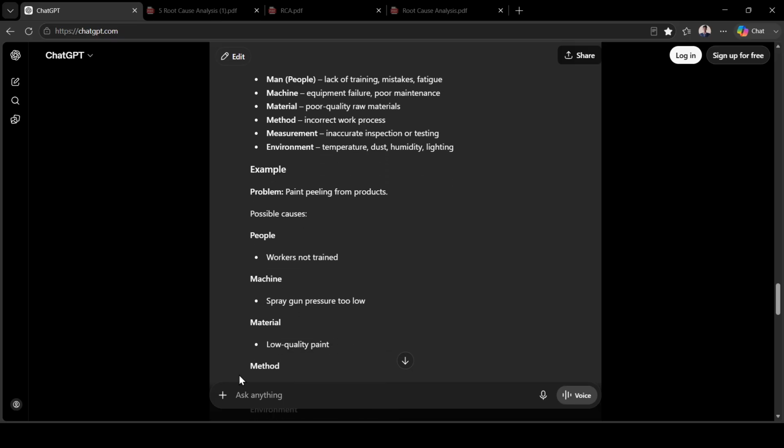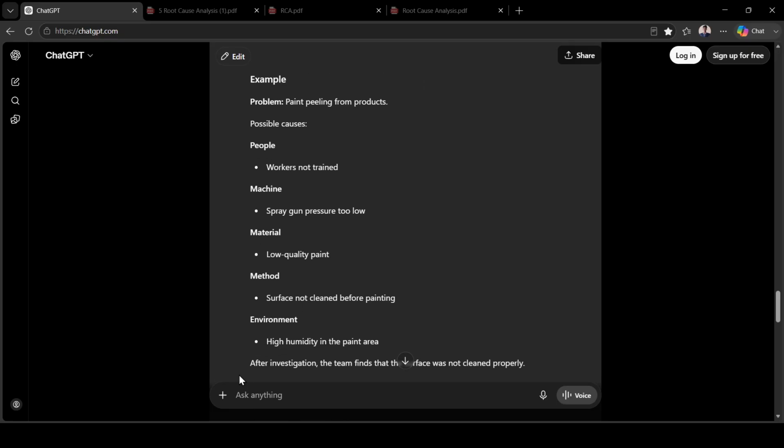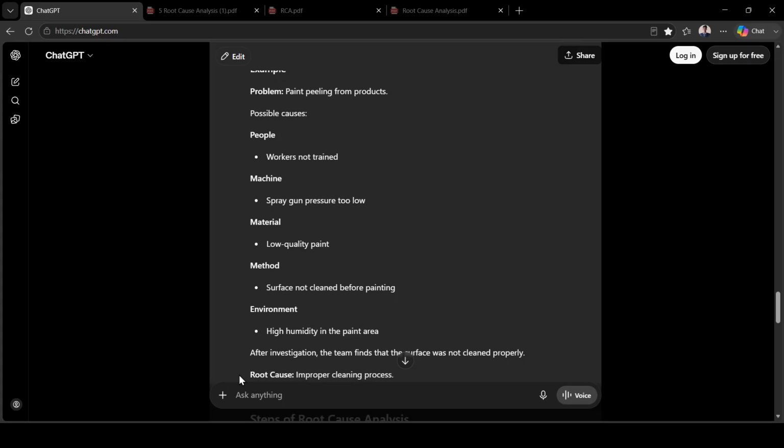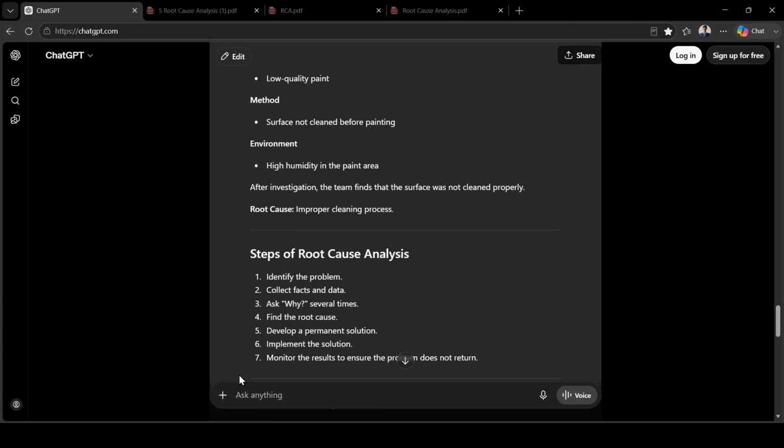Example: paint peeling from products. Possible causes: people, workers not trained; machine, spray gun pressure too low; materials, low quality paint; method, surface not clean before painting; environment, high humidity in the paint area. After investigation, the team finds that the surface was not cleaned properly. Root cause: improper cleaning process.